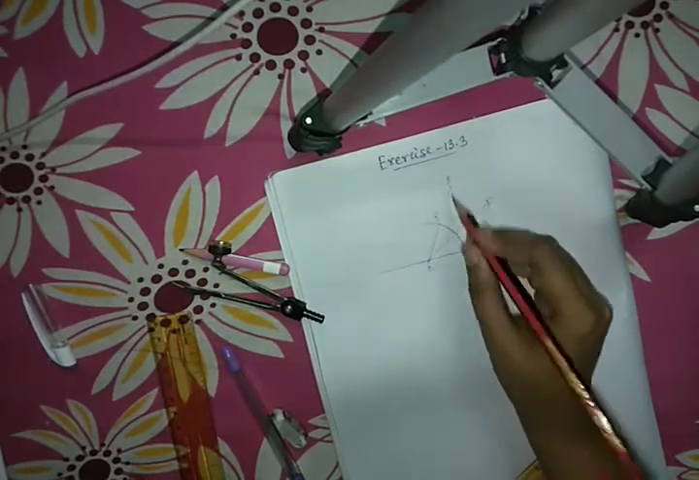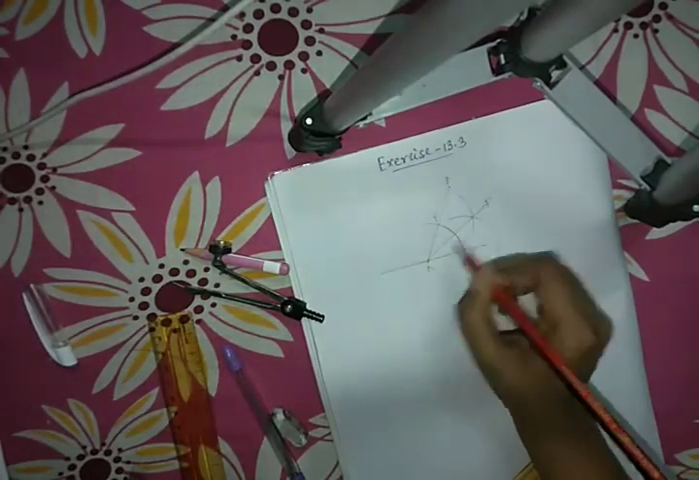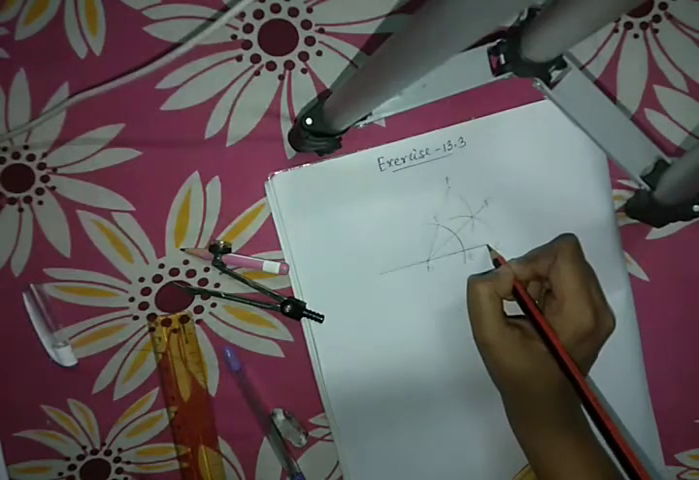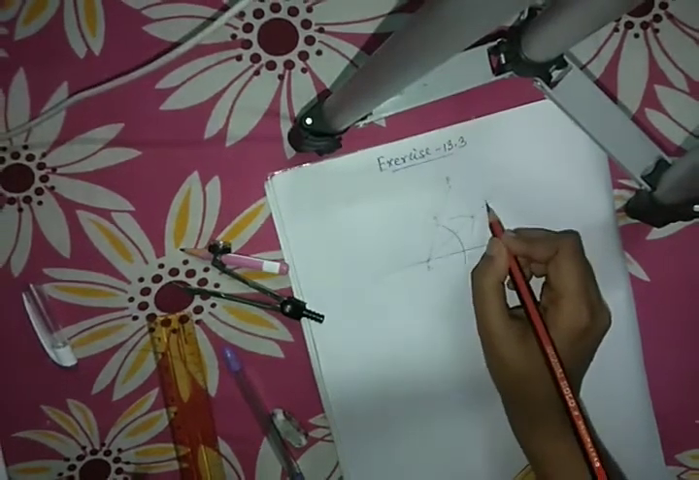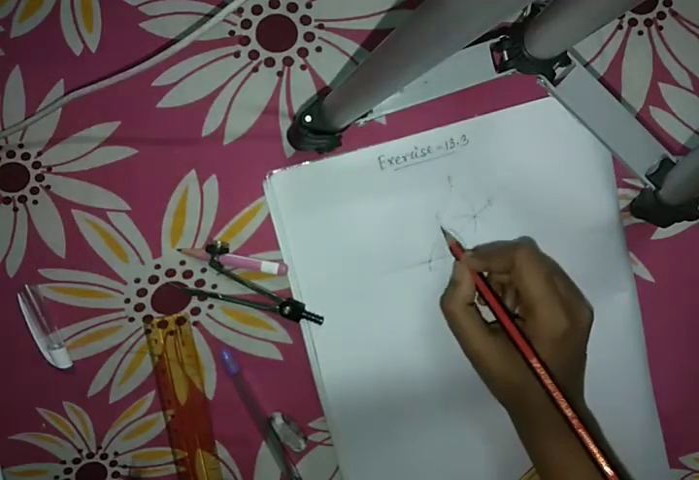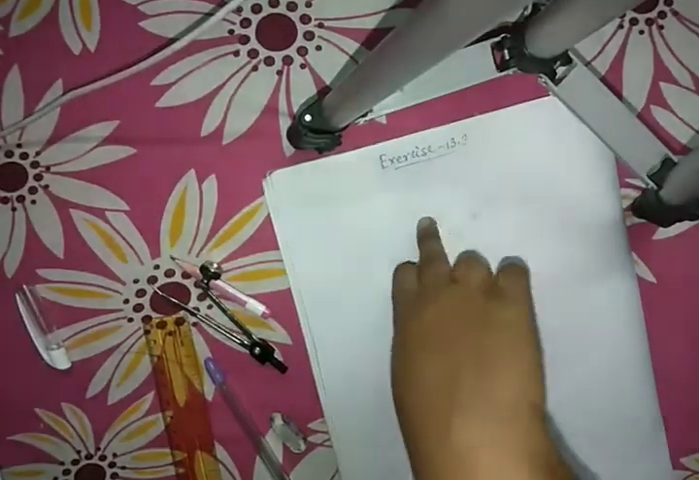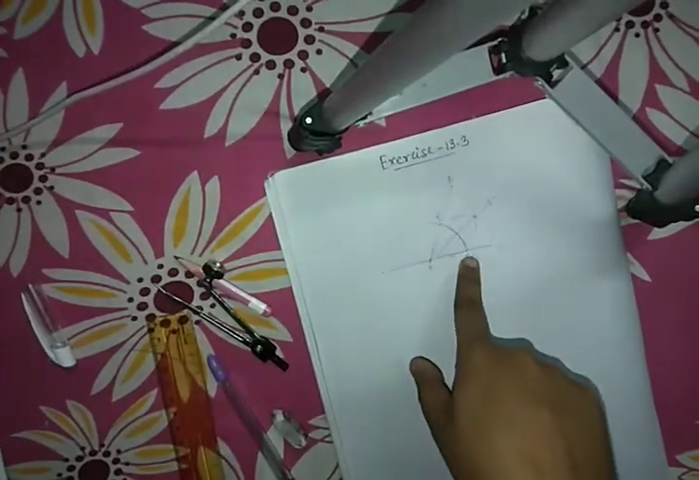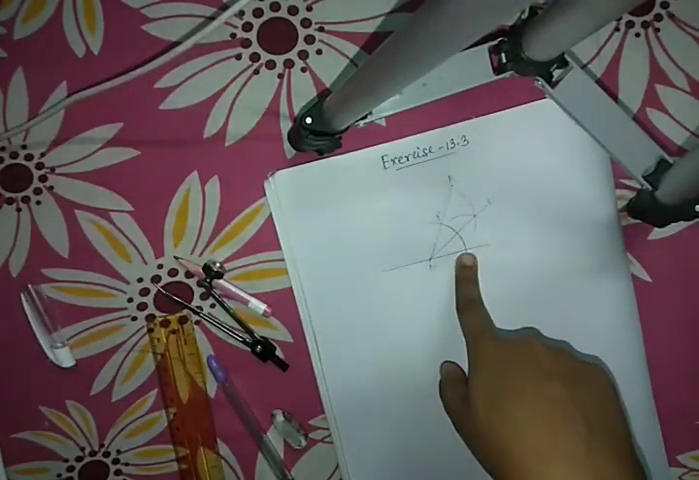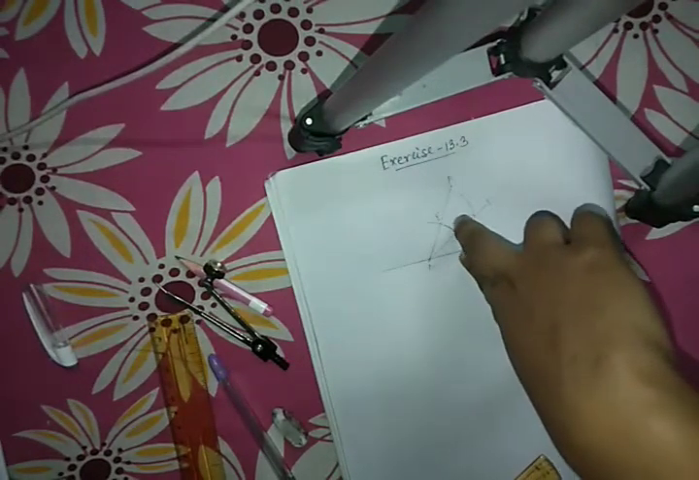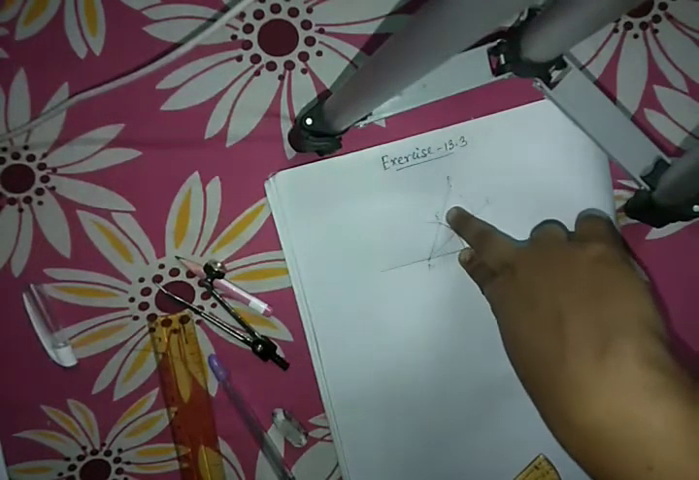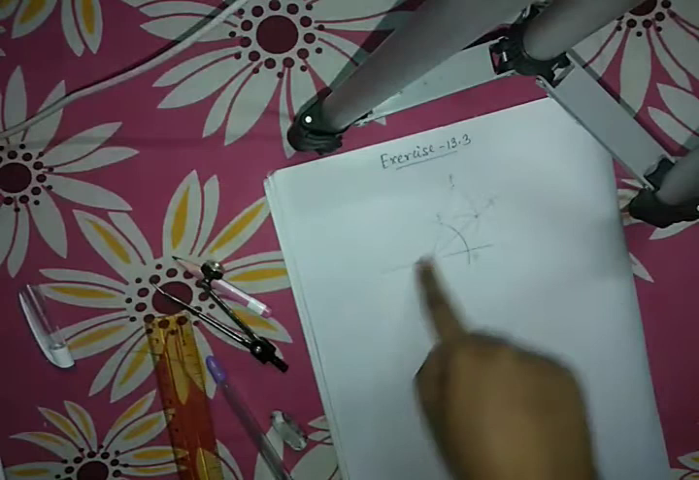That means these 2 angles, ABF and FBC, are equal. So this bisector is dividing this angle ABC into 2 equal parts. I hope this is clear. So first we will take any radius and draw an arc which is intersecting the 2 arms of the angle at 2 points. Put the pointer here, take a radius more than half of this length, then draw an arc. With the same radius, put the pointer here and draw another arc, and join the points. So this is the process.